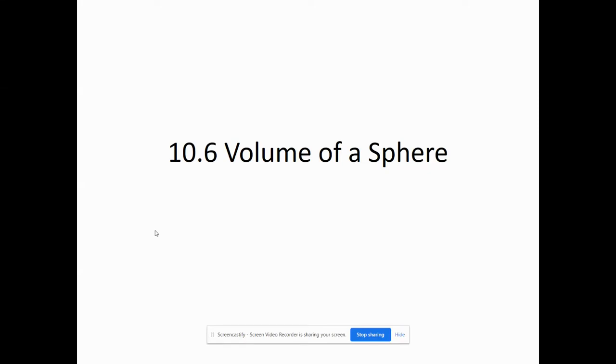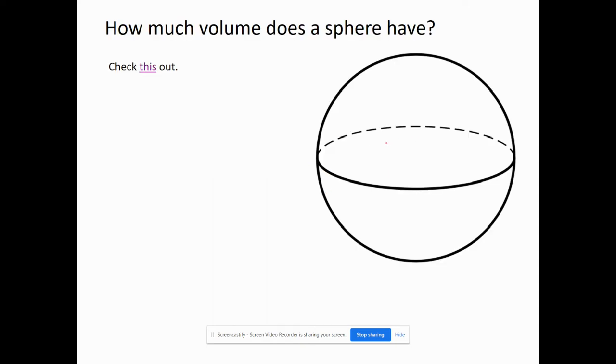Hopefully you're watching this after you watched the first part of the first video where we showed a cylinder and a sphere that have the same height and the same radius. And we took the sphere, filled it with water, and it filled up exactly 2/3 of a cylinder with the same height and the same radius.